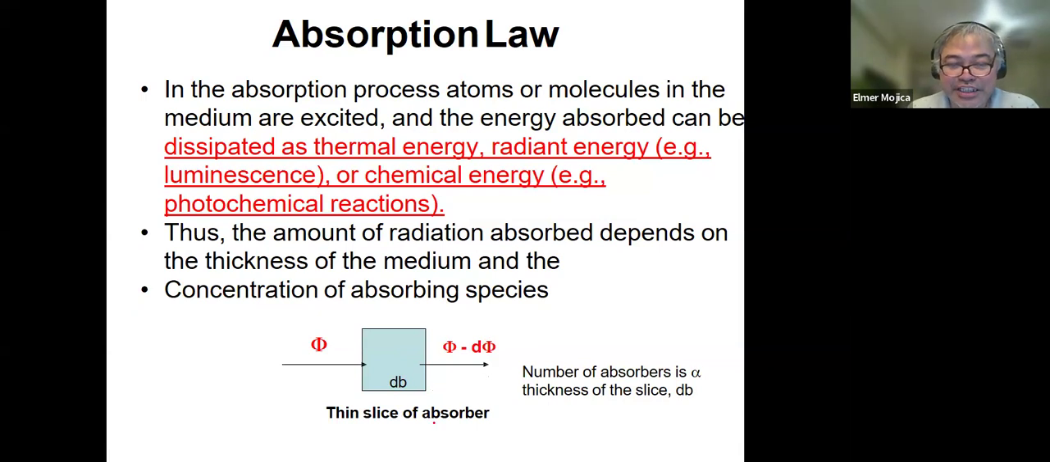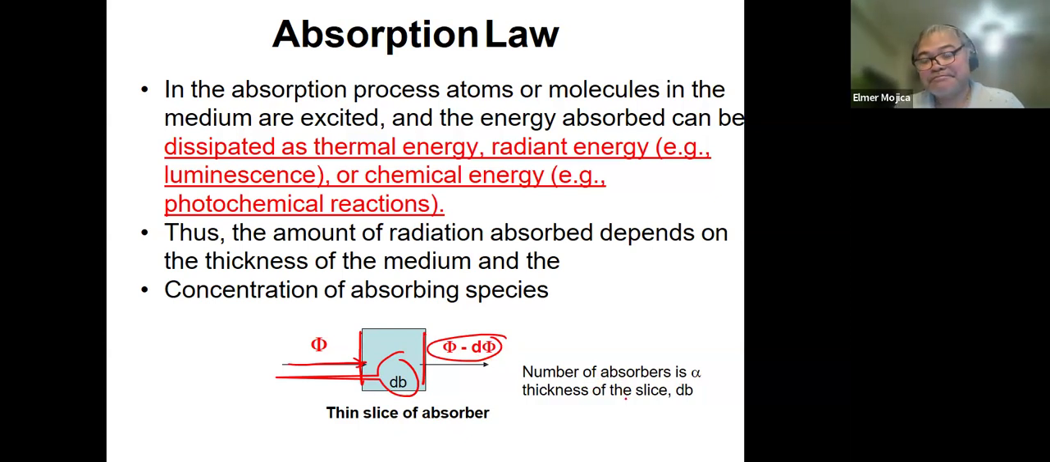If you have a thin slice of the absorber, and this is your incident light, it can be absorbed here. The amount absorbed depends on the number of absorbers, which is proportional to the thickness of the slice. So the thicker the slice, the higher the amount that is absorbed.